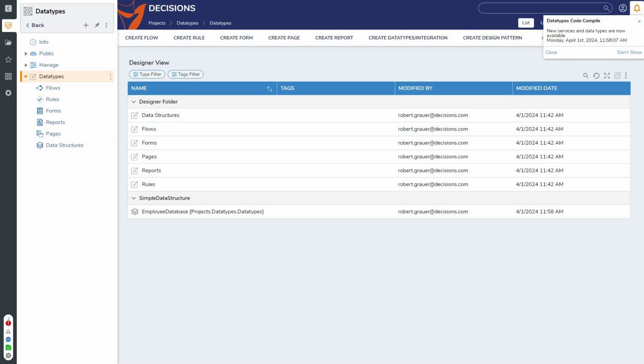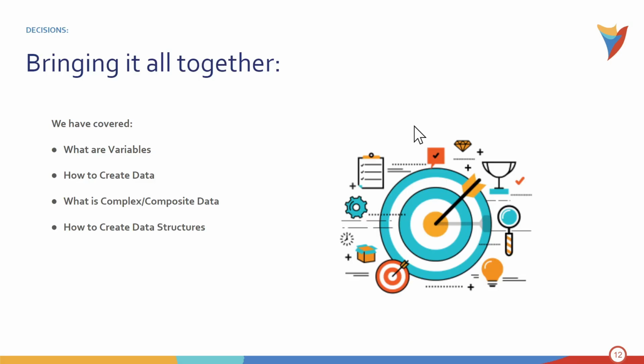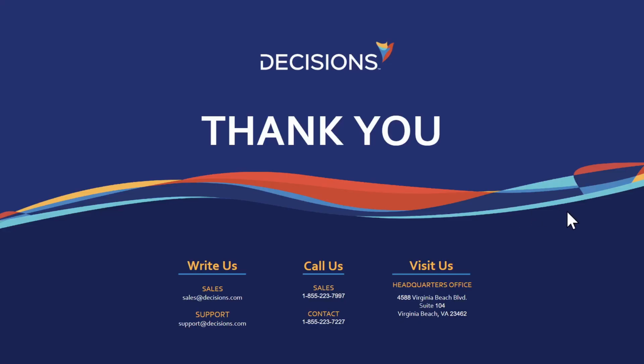There it is. So in review, what have we covered? We talked about variables, how to create data, and what a complex composite data structure is, as well as how to create data structures. Thank you.